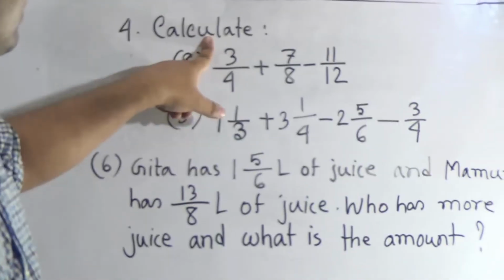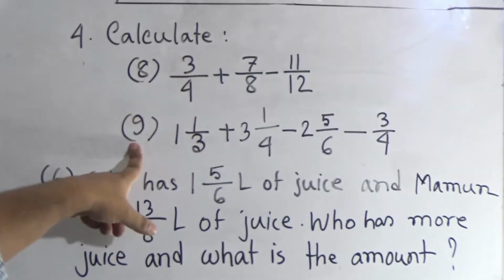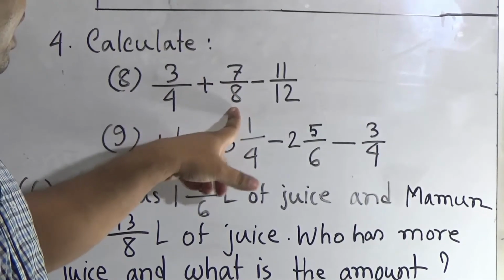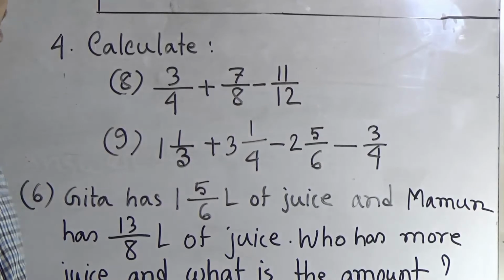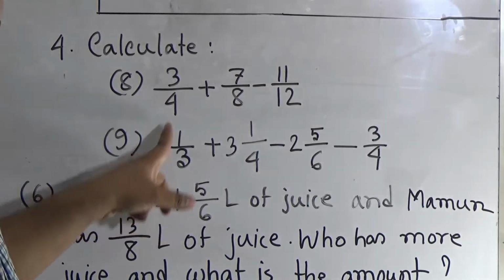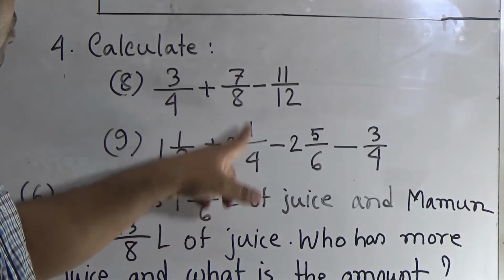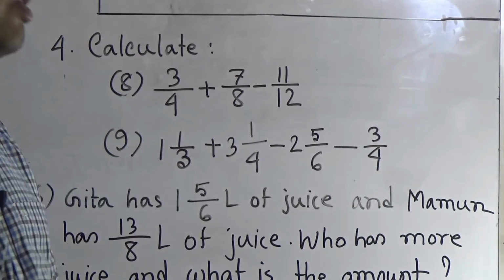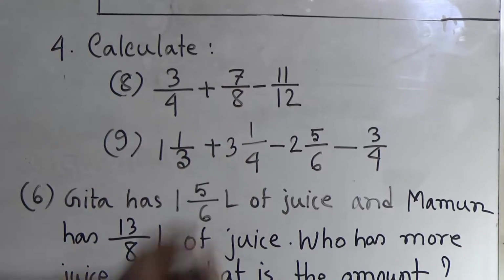First question, question number 4. Here the question is: calculate 8 and 9. Number 8 is 3 by 4 plus 7 by 8 minus 11 by 12. And question number 9 is 1 into 1 by 3 plus 3 into 1 by 4 minus 2 into 5 by 6 minus 3 by 4. We want to calculate these two problems.